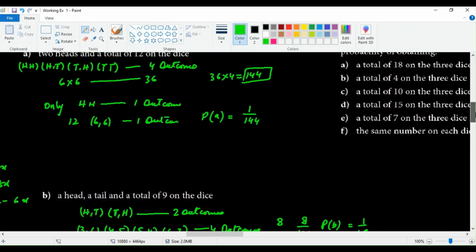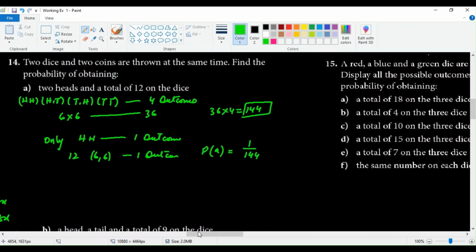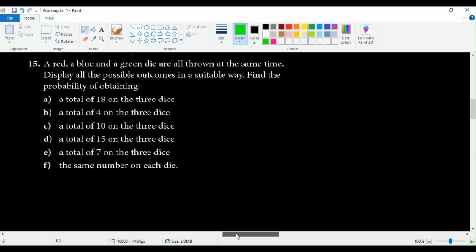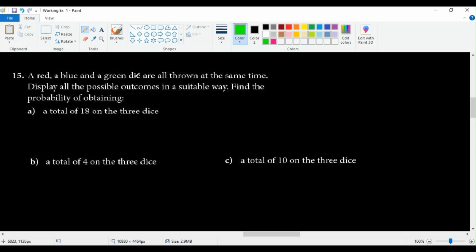Moving on to the next question, which is the last question of this exercise. Question number 15: a red, a blue, and a green die are all thrown at the same time. Display all the possible outcomes in a suitable way. Find the probability of obtaining a total of 18 on the 3 dice.